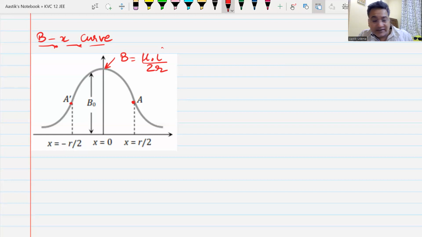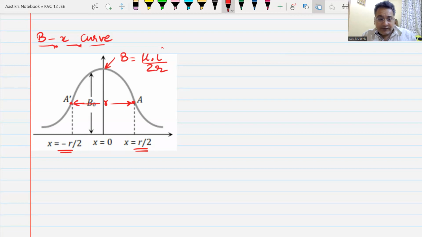These are the points of inflection, and there are 2 points of inflection here. What are the points of inflection here? A dash and A, and the distance of the 2 points from the origin is r by 2, and that is why we wrote the magnetic field at the point x equal to r by 2. The distance between these 2 points is equal to the radius of the coil, where the curve changes its shape. From an increasing curve, it becomes a decreasing curve.